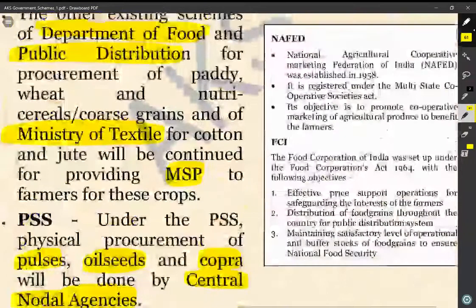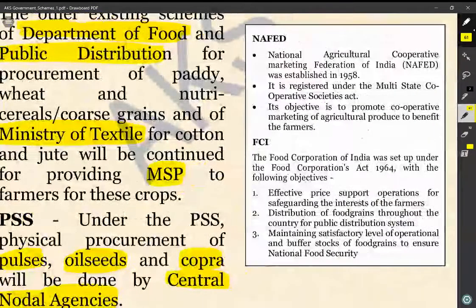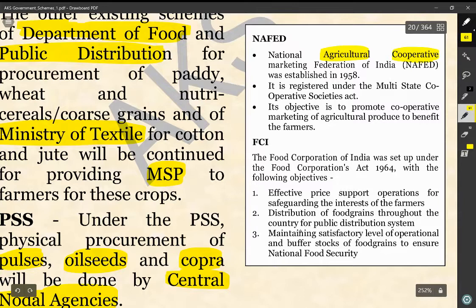Next, let us look into what is this NAFED and FCI. NAFED is National Agricultural Cooperative Marketing Federation of India. It was established in the year 1958. It is registered under the Multi-State Cooperative Societies Act. So please remember these facts. These could be potential questions for the prelims or objective examination. Remember that NAFED is registered under the Multi-State Cooperative Societies Act. Its objective is to promote cooperative marketing of agricultural produce to benefit the farmers.